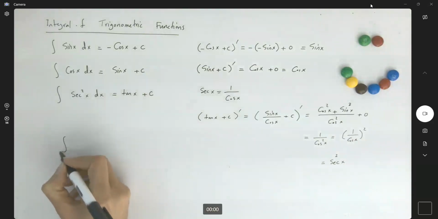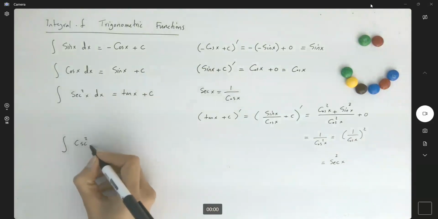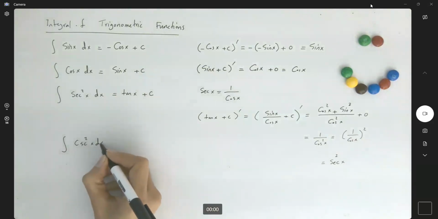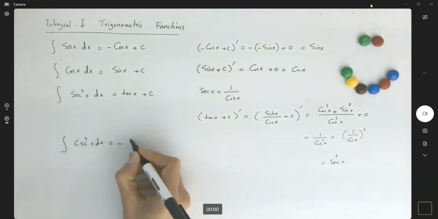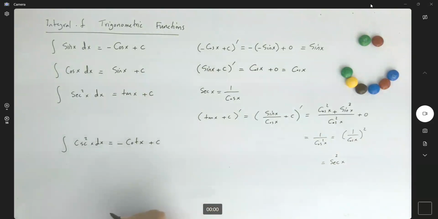Well, the integral of cosecant squared of x dx has a negative sign in front of it: negative cotangent of x plus c. The same argument applies.